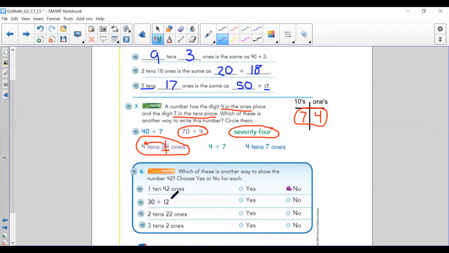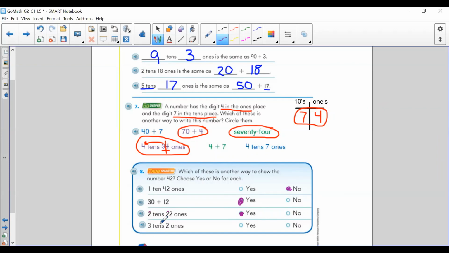How about 30 plus 12? Well, 30 plus 10 is 40, plus 2 more is 42. So that would be yes. 2 tens and 22 ones. Well, 22 ones means 2 tens and 2 ones. So if we added this 10 to this 10, we would have 4 tens and 2 ones. And 4 tens and 2 ones is 42. So that would be yes.